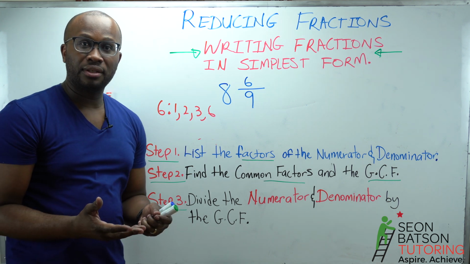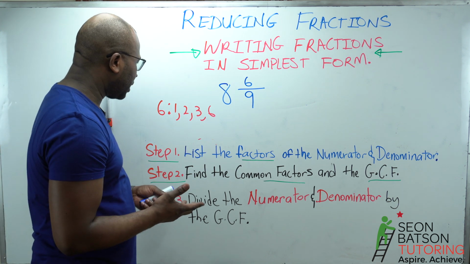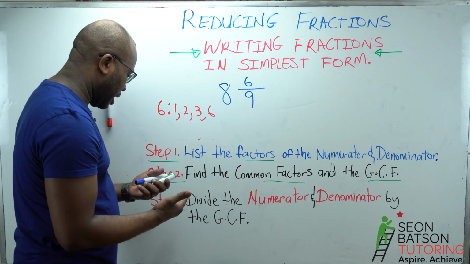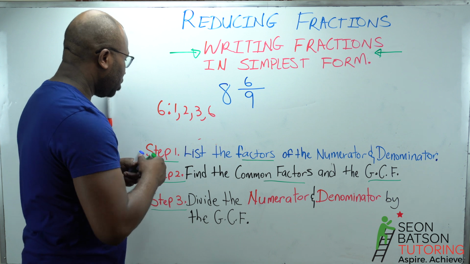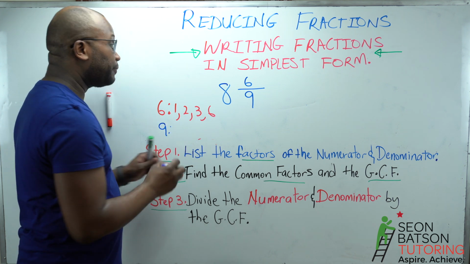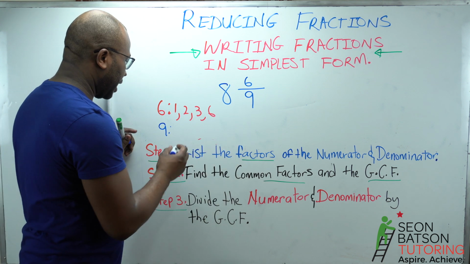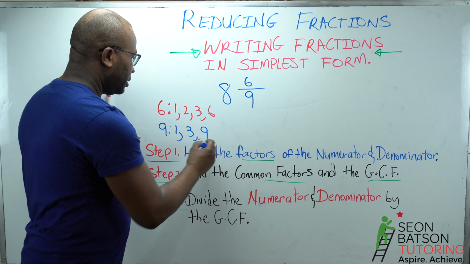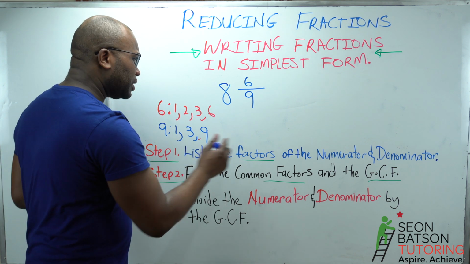Do we have the same factors? Very good. If you left a factor out, just add it in, yes? Or over time, you will master the concept. With enough practice, you will get the concept down, okay? All right, now let's list the factors of the denominator 9. The factors of 9 are 1, 3, and 9. So we are done with step 1.